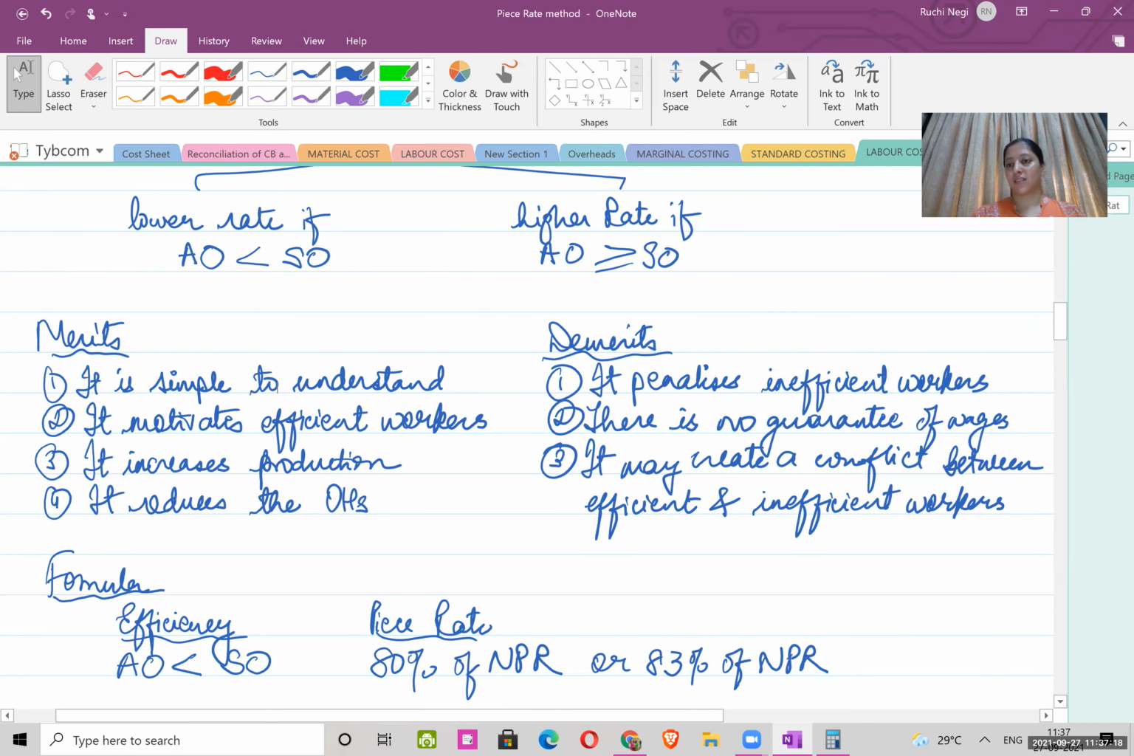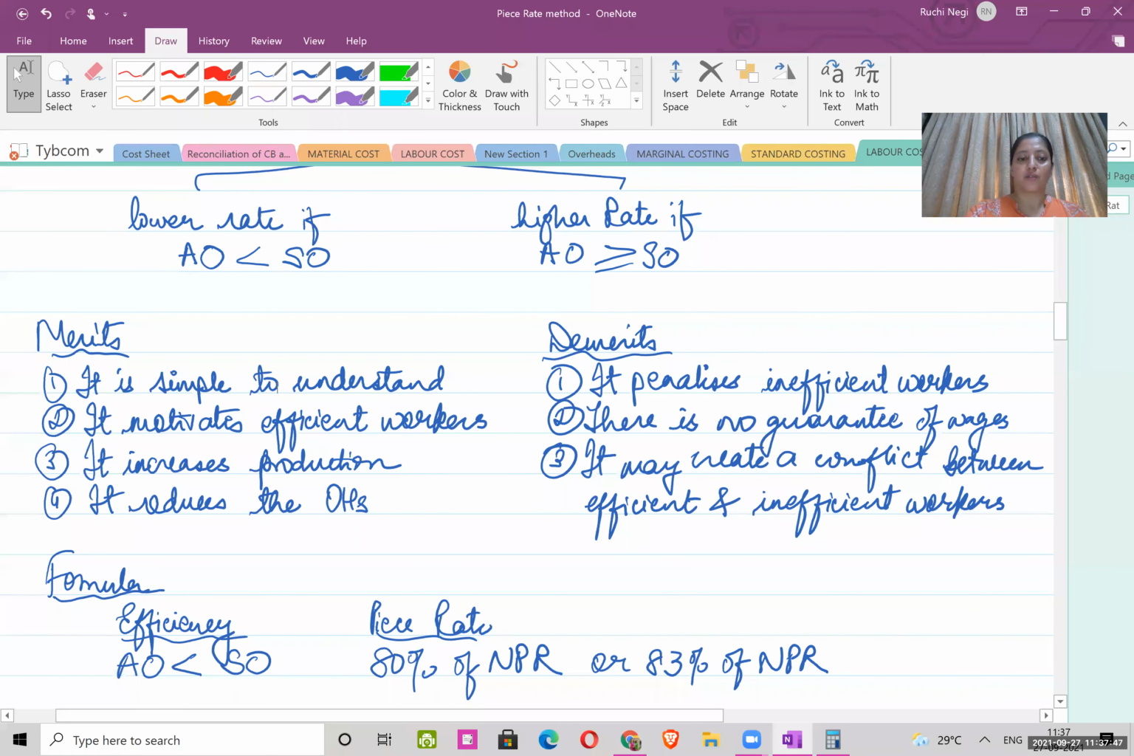The demerit obviously is it penalizes the inefficient workers, which doesn't happen in the straight piece rate method. There is no guarantee of wages. As I told you, if you are inefficient, the 5 rupees per piece you were supposed to get, as in the example, you will not get that either. I told you in the example that you will get only 4 rupees. It may create a conflict; obviously there will always be a tug of war between the efficient and the inefficient one. That is human behavior.